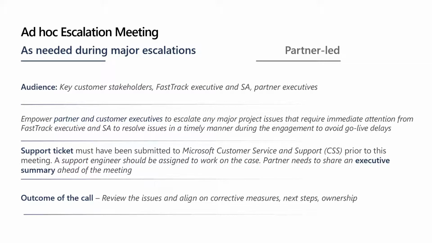What we have seen from our previous engagements is that these types of executive escalations are mainly product related. If it's a product-related issue, please follow the product escalation process that I mentioned earlier to log a ticket and include the ticket information and the latest status ahead of the executive meeting. What we are hoping to do is to review those issues, align on the corrective measures, and have clarity on ownership and the next steps to mitigate the customer executive escalations as quickly as possible.